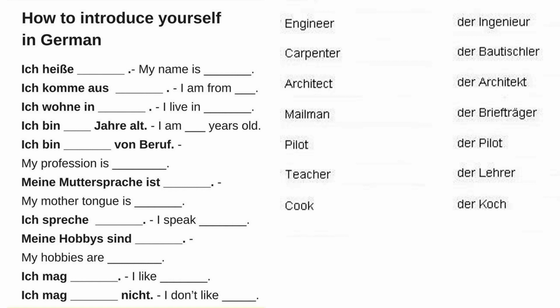Ich wohne in. I live in. It's simple. Ich wohne in means I live in Lucknow. So ich wohne in Lucknow. L-U-C-K-N-O-W. Lucknow. I live in Lucknow. Then ich bin 33 Jahre alt.